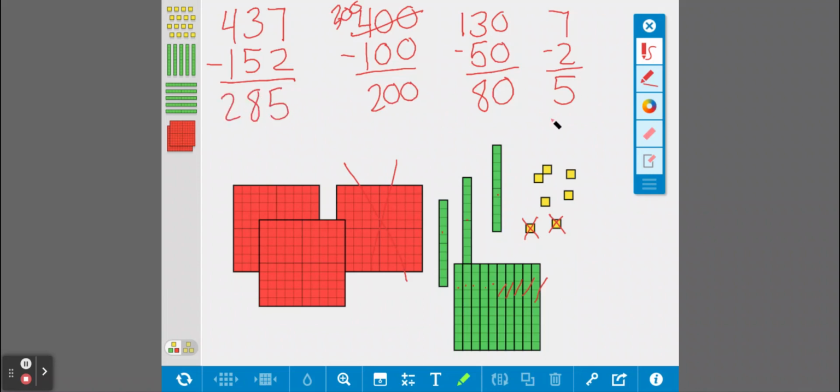All right, and you can probably see in this expanded form model the beginnings of the standard algorithm, where we're actually borrowing from and adding in that 10, right? So it's just kind of that stepping stone into the standard algorithm so that they're prepared to learn it in 4th grade. Hopefully that helps you understand the models that we're using and can help your student at home with any work that they might be doing.